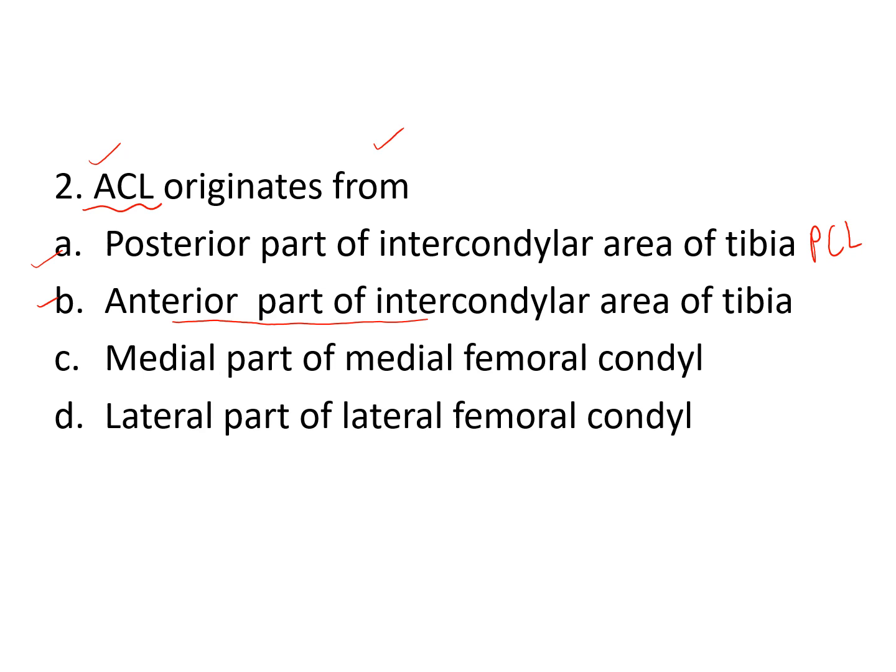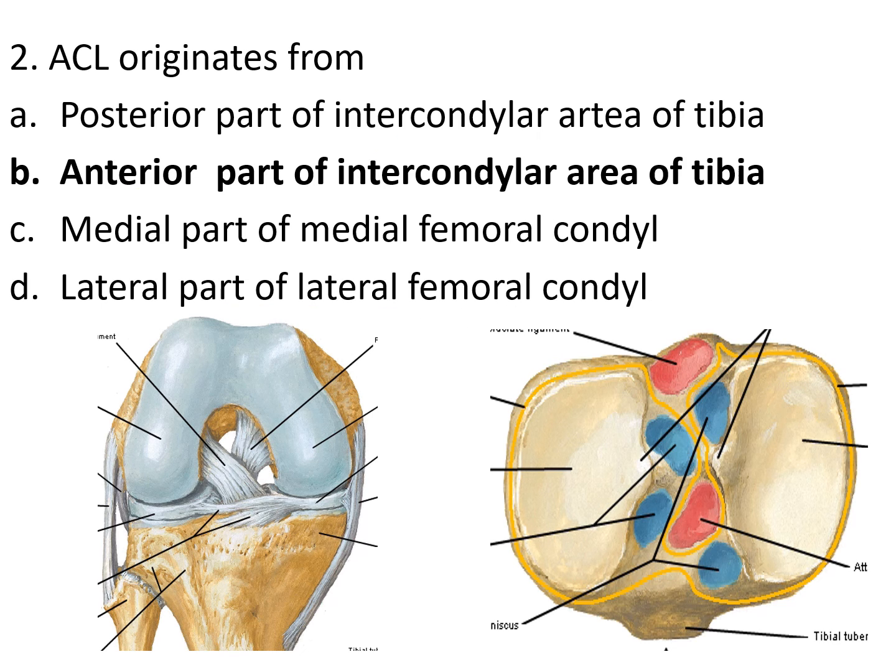So medial part of medial femoral condyle is the wrong answer. Lateral part of lateral femoral condyle is also a wrong answer. So ACL originates from the anterior aspect of intercondylar area of the tibia. This is the correct answer. So after arising, it gets inserted onto the lateral condyle of the femur on the posterior end.